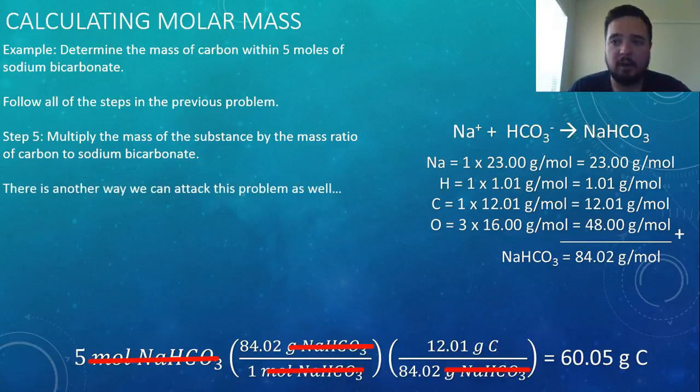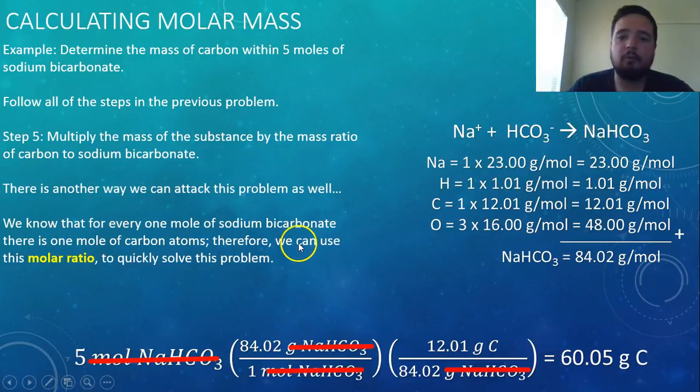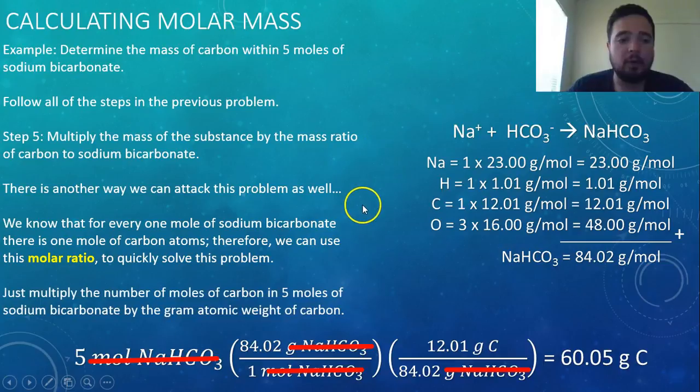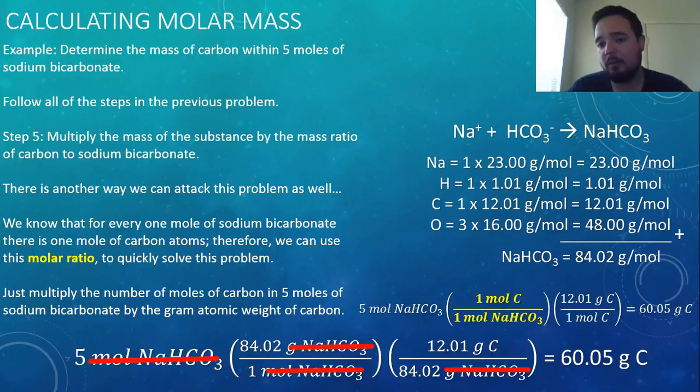Now, there is another way you can attack this problem as well. We know from the chemical equation that for every 1 mole of sodium bicarbonate, so the 1 coefficient here, there's only 1 mole of carbon that's present. And what this develops is what's called a molar ratio. You're going to hear me say this term a lot. So there's a 1-to-1 molar ratio between sodium bicarbonate and carbon itself. So what we can do is multiply the number of moles of carbon by the 5 moles of sodium bicarbonate to calculate the gram atomic weight of what we have.